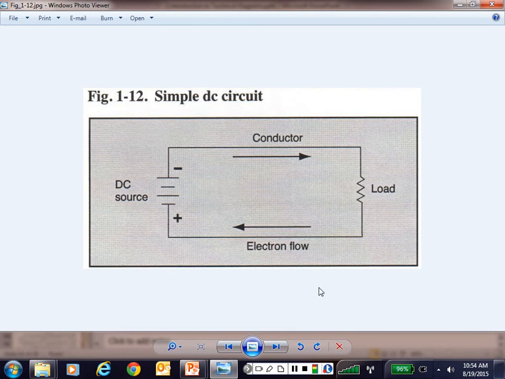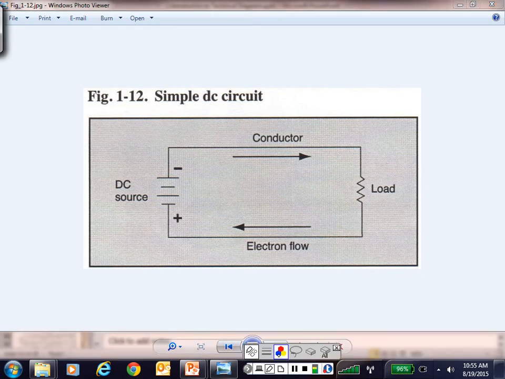The symbol of the battery is backwards. The symbol of the DC source is backwards. And so that means the current flow is backwards. So this is wrong. Make this correction in your textbook. This one right here is the symbol for the negative. So the negative is the short side, and the positive is the reverse side.